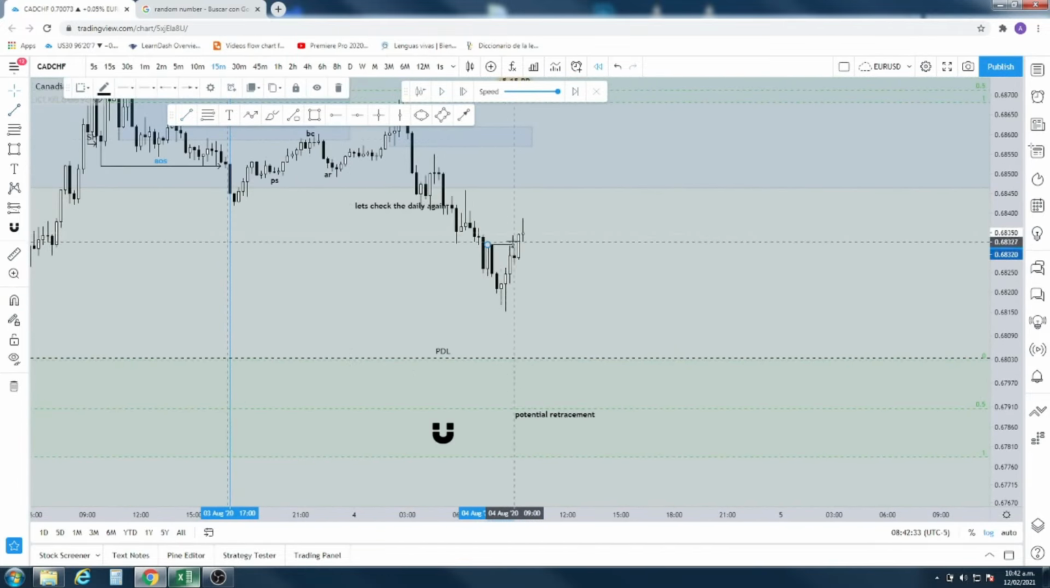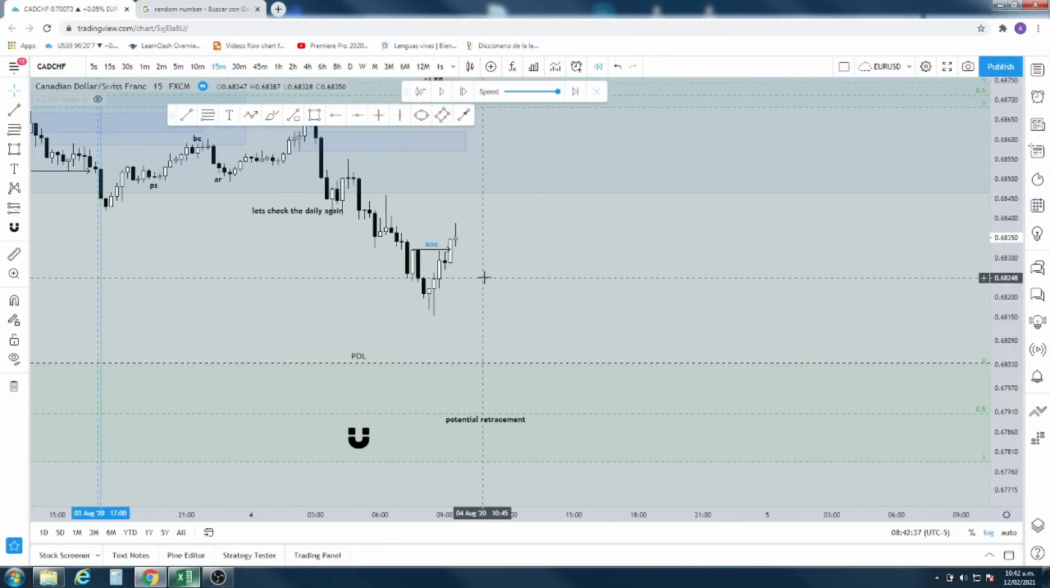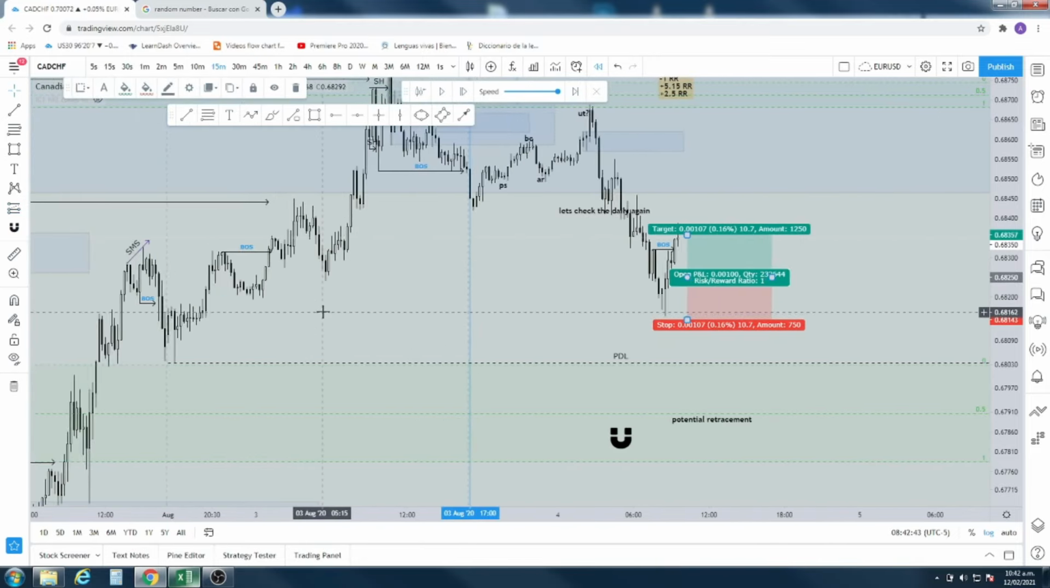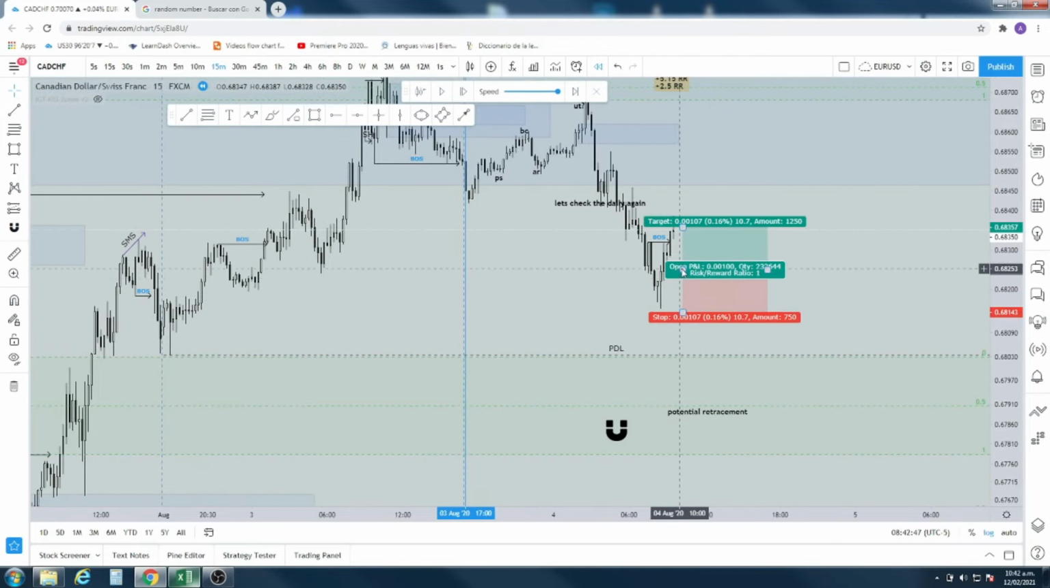As we are approaching a level where price bounced off after creating the first original void, this could be the preliminary supply of a bigger schematic, and we had a 15-minute break of market structure. So I'm going to attempt taking a long here.